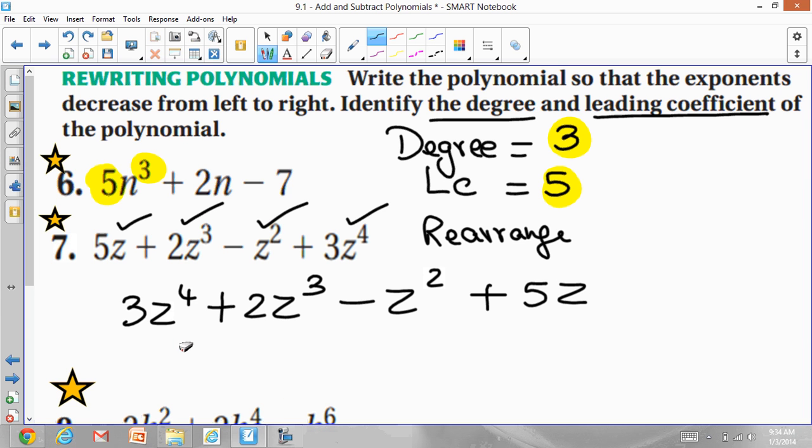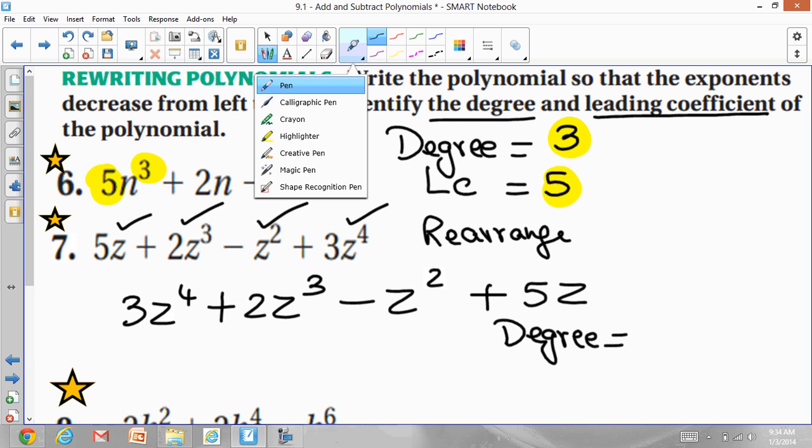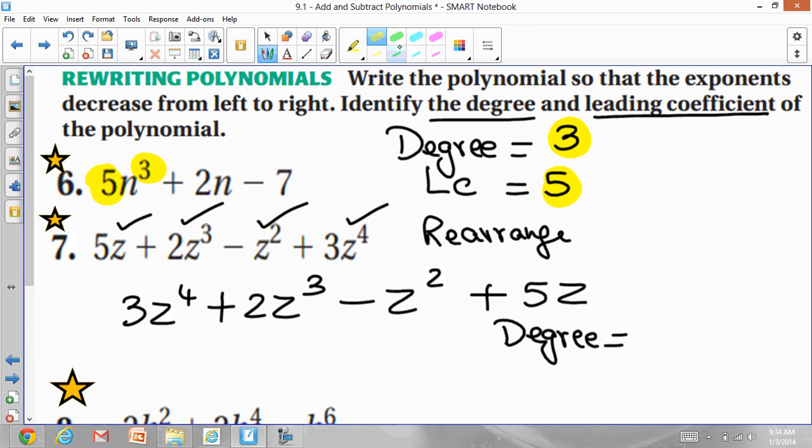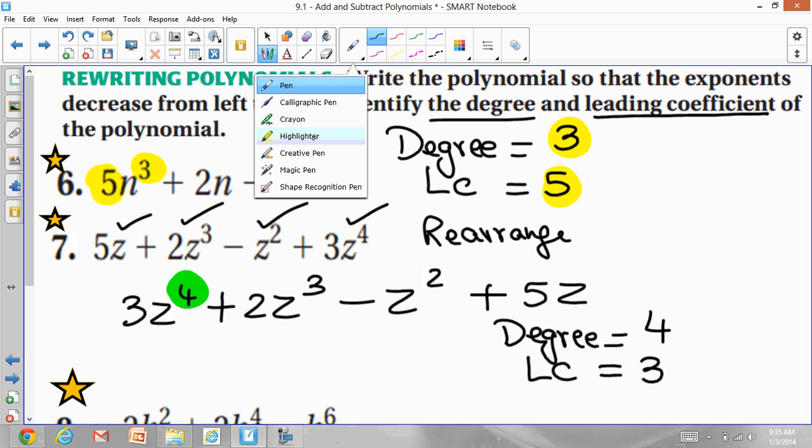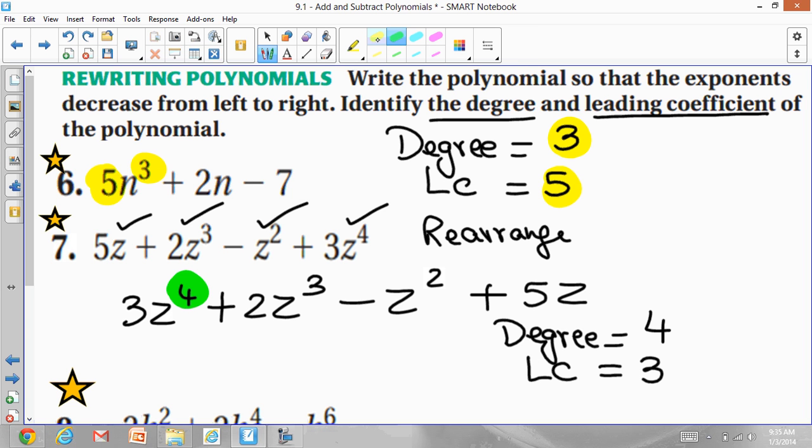So once you get them in order from greatest to least, now you're finding the degree. The degree will be the highest exponent. Write a little tip to yourself. The highest exponent in this case is 4. So my degree is 4. My leading coefficient in this case becomes a 3. And if I highlight and show you, my leading coefficient is 3. My degree is the highest exponent, which in this case is 4.